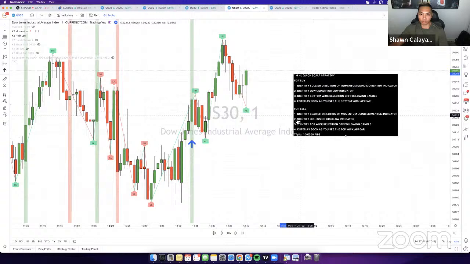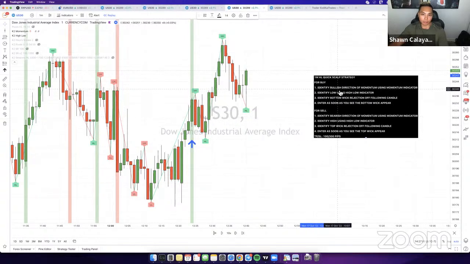So going back to the requirements, first requirement, identify a bullish direction. We have a buy signal right here, so that's bullish direction. Second, you want to identify a low using the high-low indicator. So price goes up, price goes down. Here is a low. There goes the second requirement.